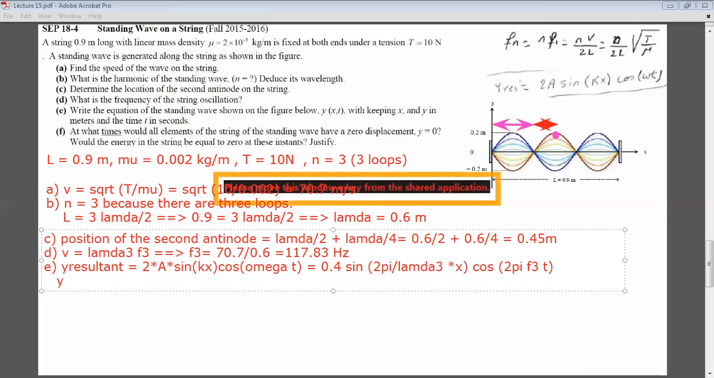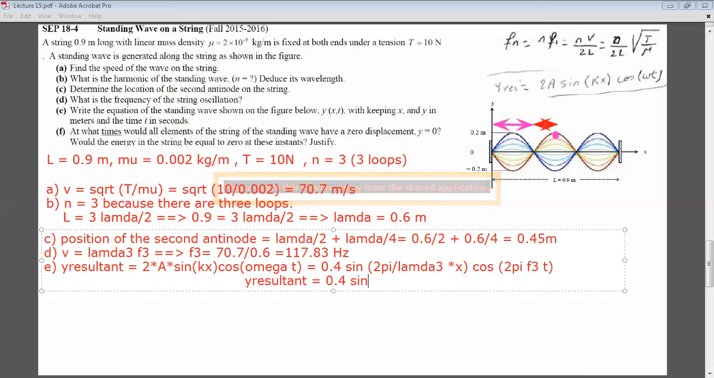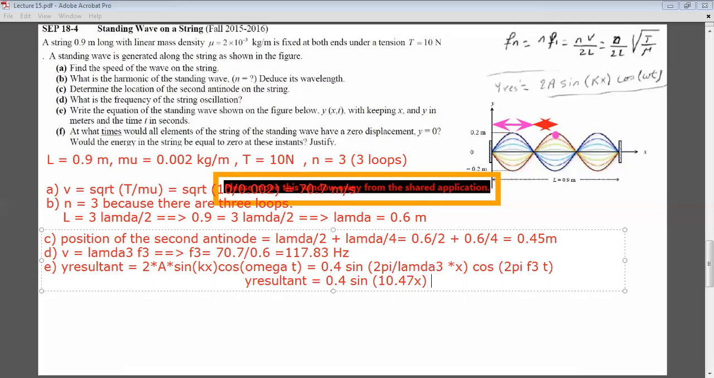Now I will just put in numbers. Y resultant is equal to 0.4 sin(2 pi over 0.6, which gives 10.47 x) cos(2 pi times 117.83, which gives 740.34 t).